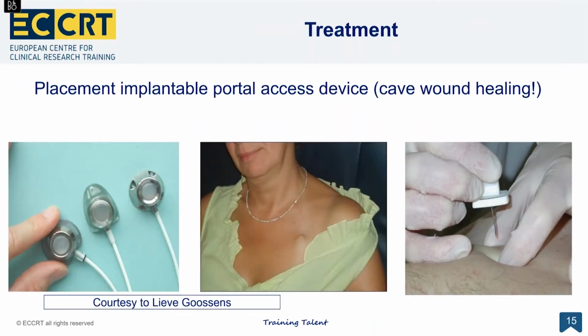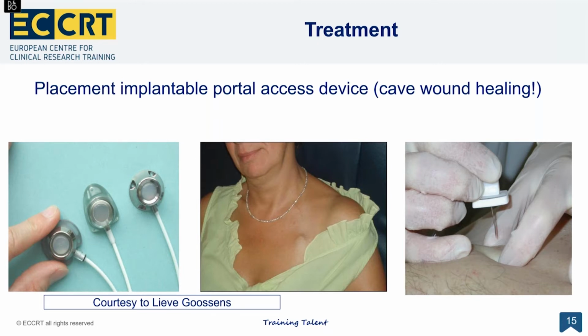I'm just showing you these slides to tell you that if we want to start our patients with an IV drug, this is where we need the placement of an implantable portal access device. Sometimes CRAs or people from companies ask what it looks like. This is what it looks like. It's a tiny little box with a membrane, with a catheter with the white line, that is placed under the skin. You can see it in the middle, under the skin of the patient's shoulder, right or left.